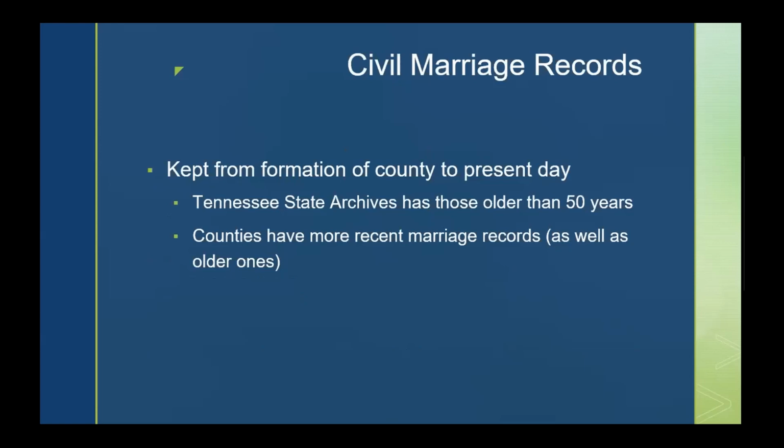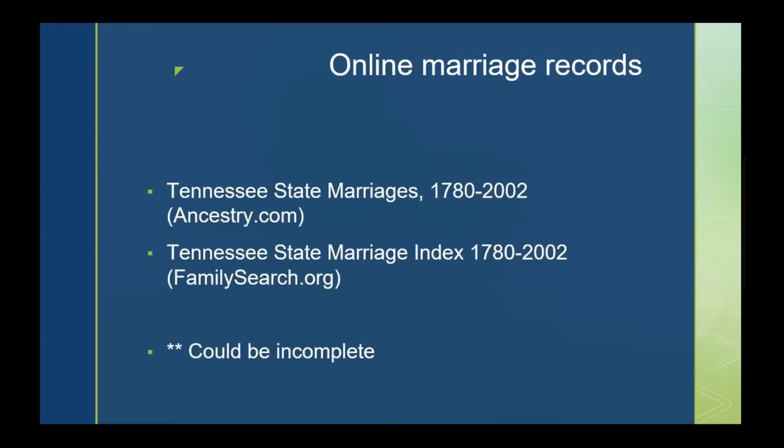Okay, civil marriage records. Again, a lot more orderly than Kentucky. So these were kept from the formation of the county to the present day. Tennessee State Archives has those that are older than 50 years. And the counties have the more recent marriage records as well as the older ones. Online, both Ancestry and FamilySearch have collections that say that they are Tennessee state marriages from 1780 to 2002. Again, I'm not positive that this is every county in the state. So you'd want to be double checking that.